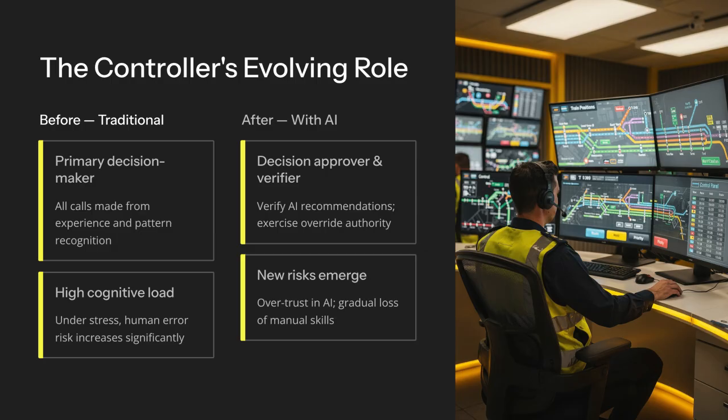Fourth, regular training without AI. Controllers need to practice manual decision making deliberately, schedule drills, plan system outages used as training opportunities. If the only time a controller works without AI is when the AI has failed during a live disruption, that's far too late. And fifth, graceful degradation.